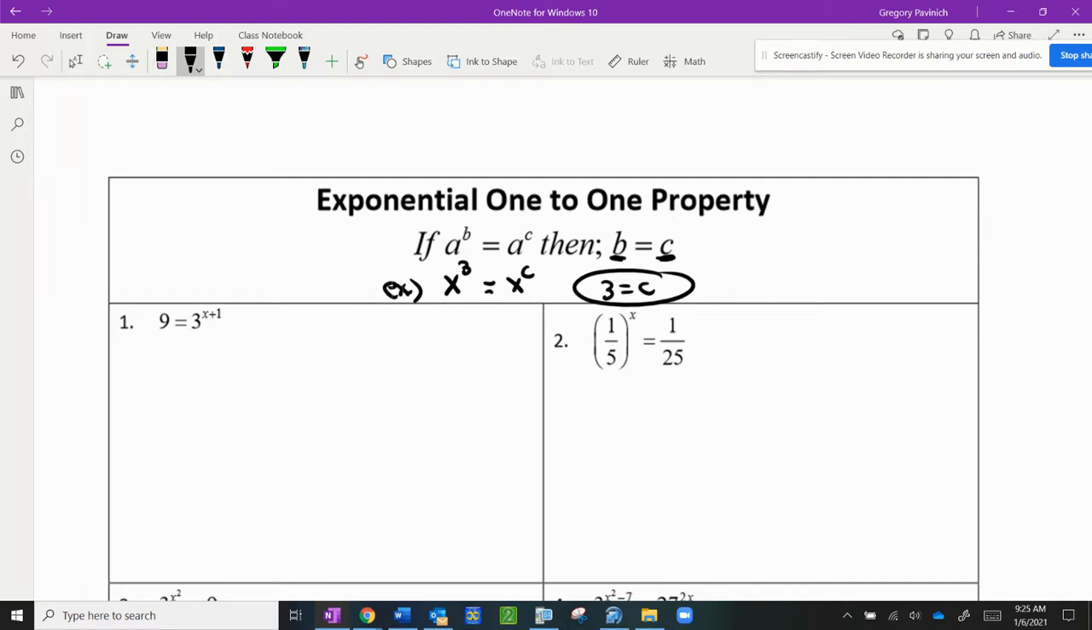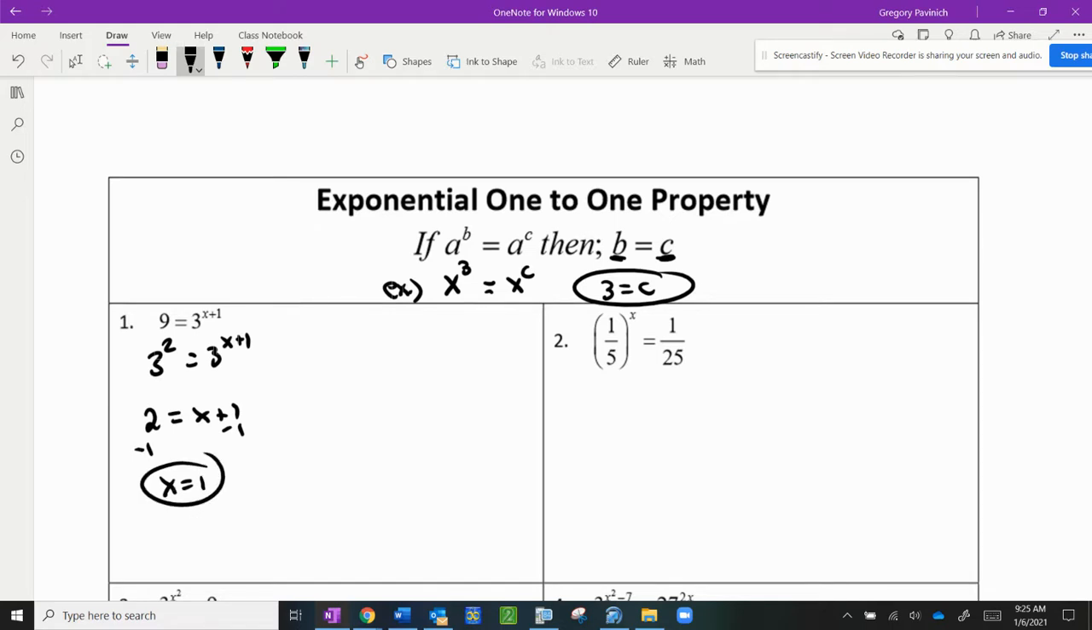So what we're going to do is look at a couple of examples, and we're going to have to change the bases so that they're equivalent. The best bet on doing these is looking at the base and then seeing which one could be changed into the other one, and it's usually the larger number that can be changed into the smaller one. So I'm going to write 3 squared for 9, and 3 to the x plus 1. Now I have the same base. I can set the powers equal to each other, and I can solve.